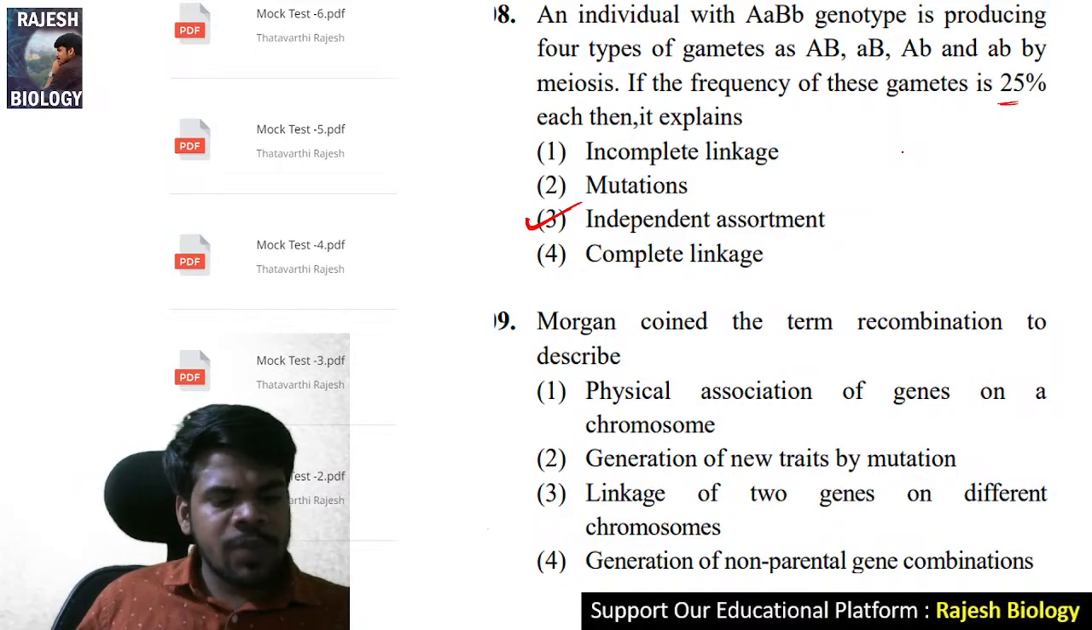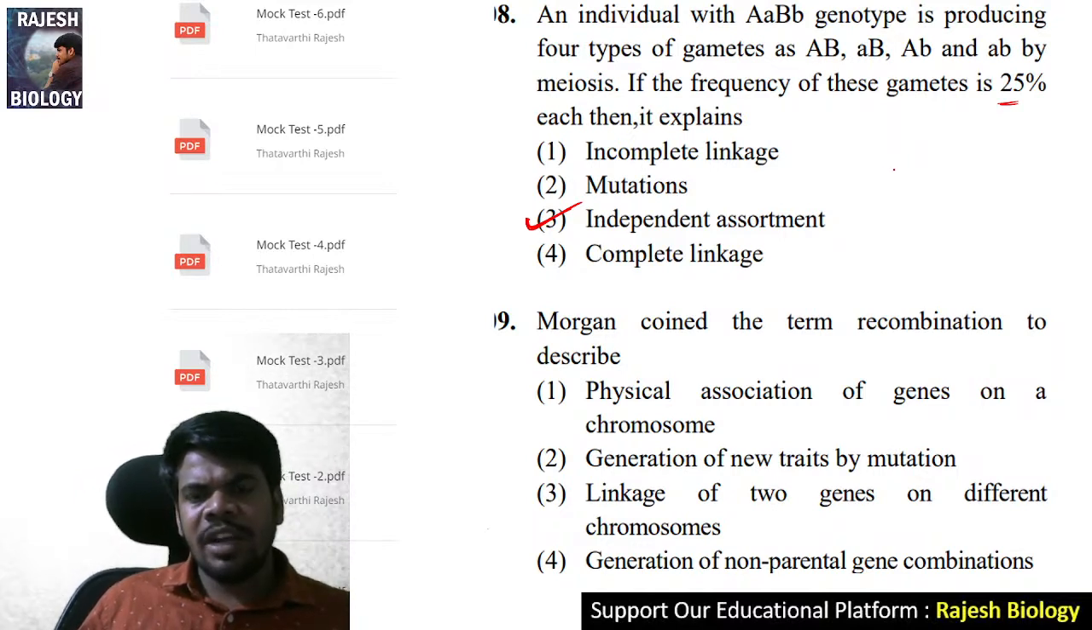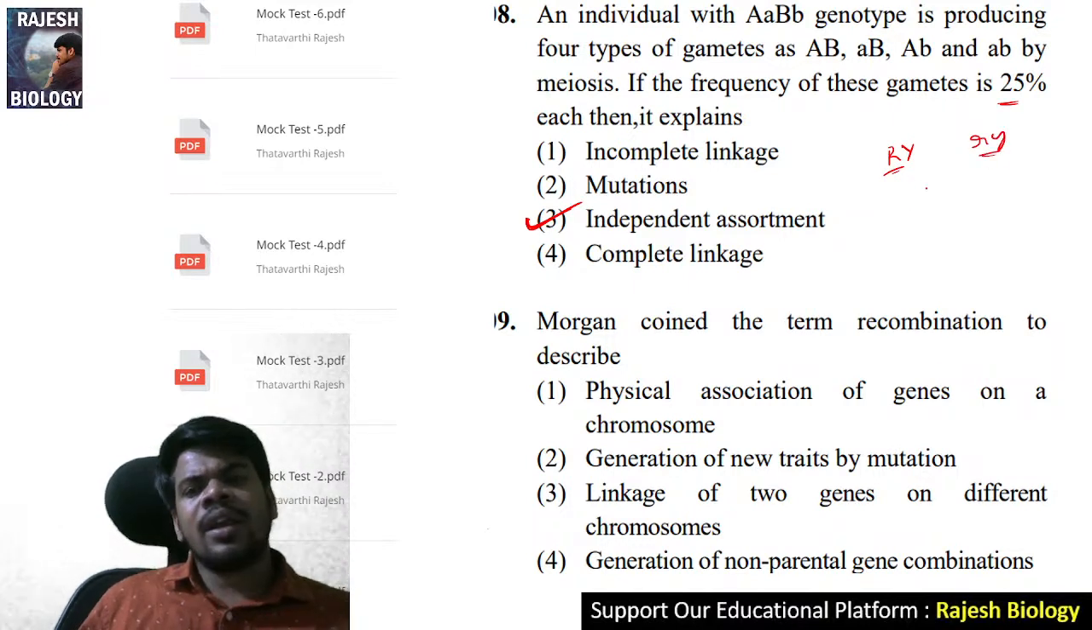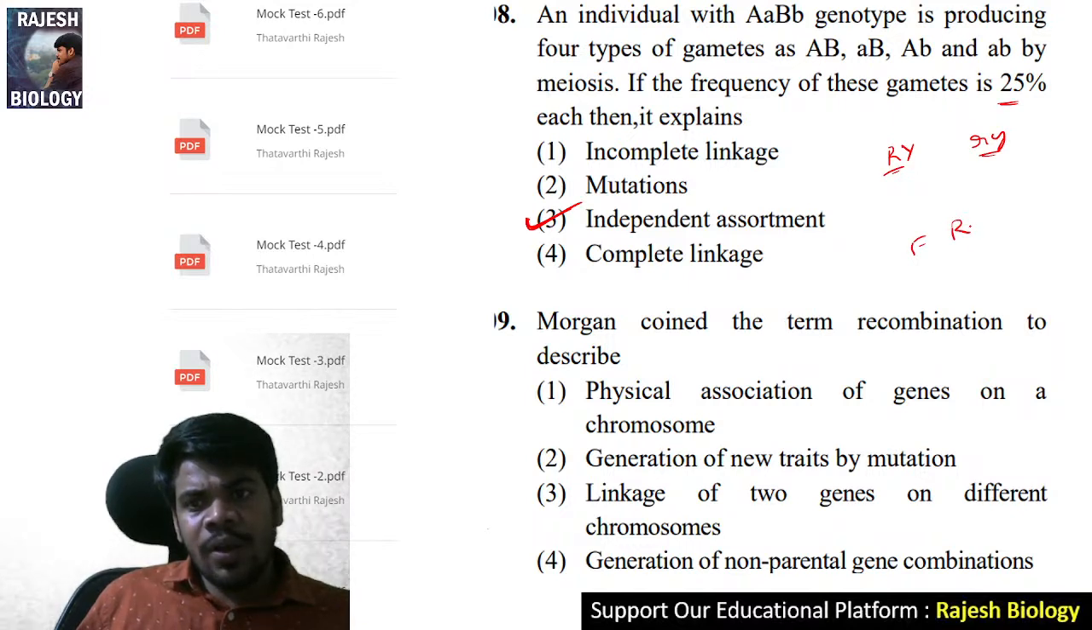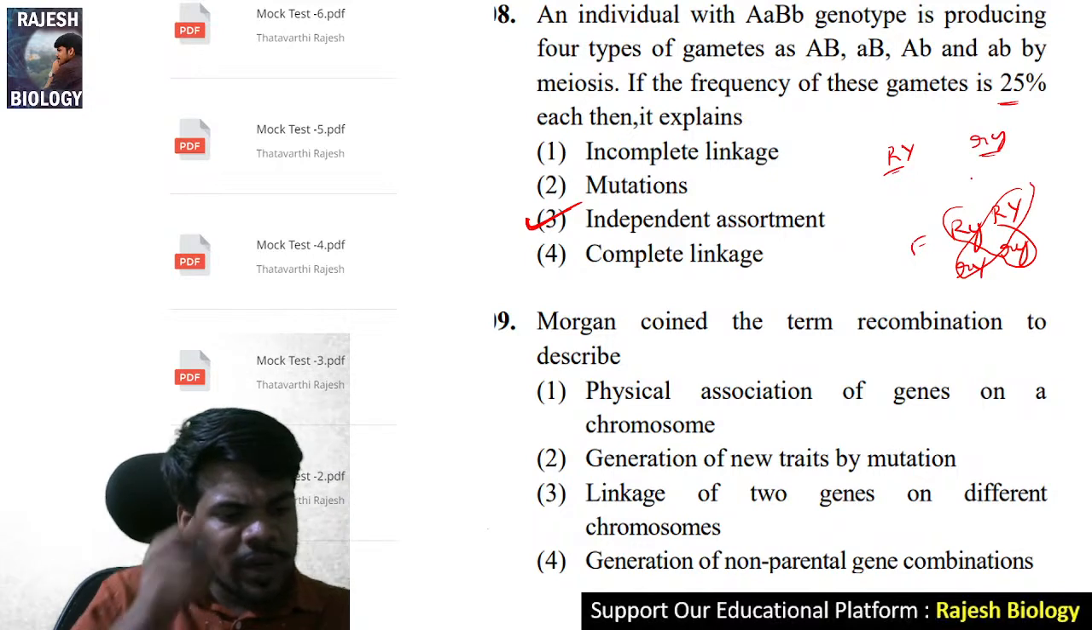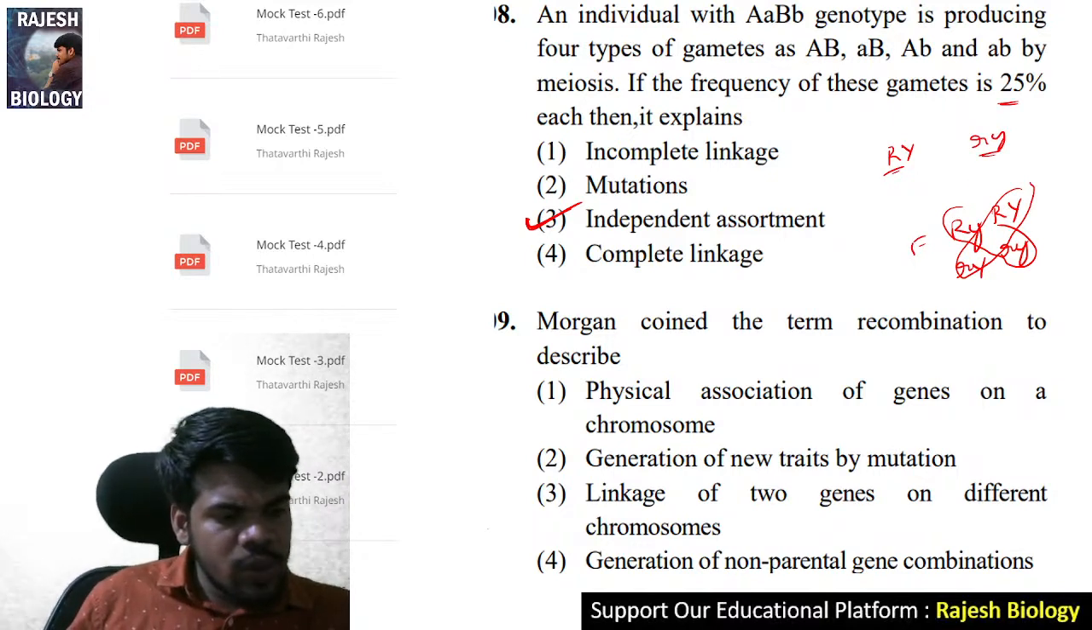It is a Mendel principle, right? Mendel's third principle, independent assortment. That means the round and yellow, wrinkled and green are present in the parental characters. But in the F2 generation, round and green, wrinkled and yellow, along with the parental characters, non-parental characters also have the chance. This is independent assortment.